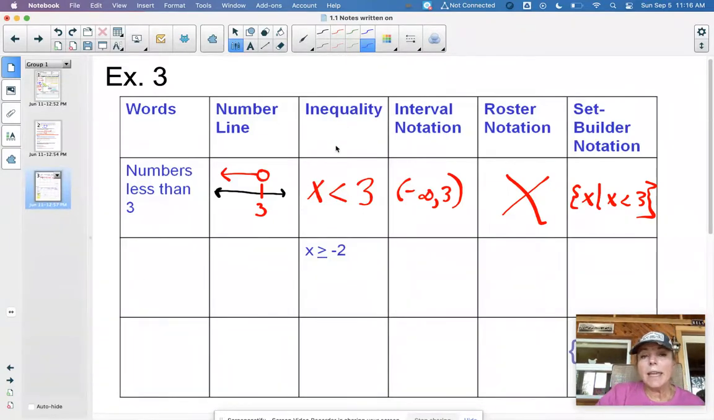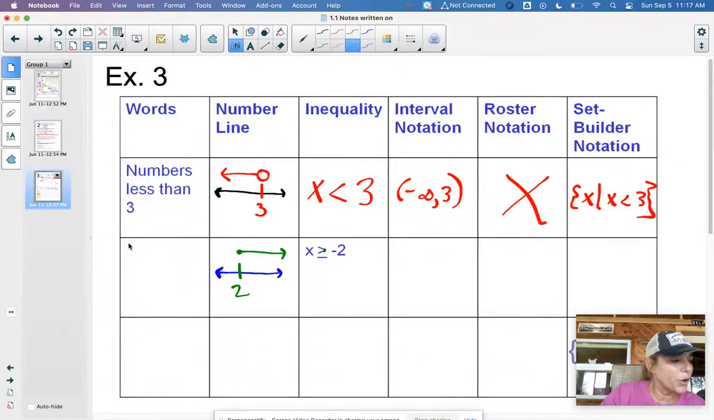Now, I gave you inequality and we have to do the rest. Well, let's do the number line first. Negative 2, it's a closed circle because there's an equal sign underneath. The nose is pointing to the right, so I'm going to the right.